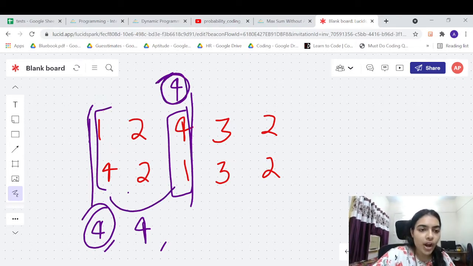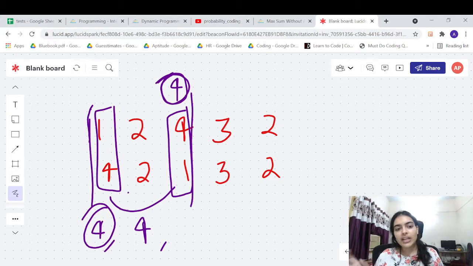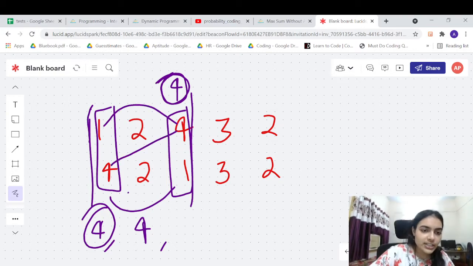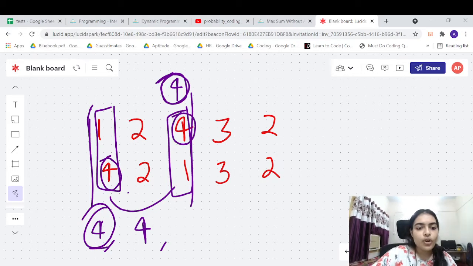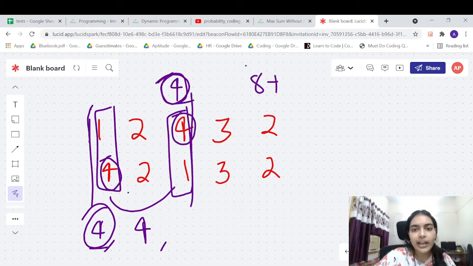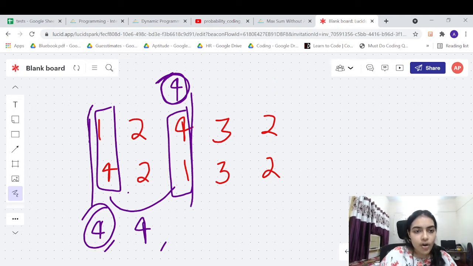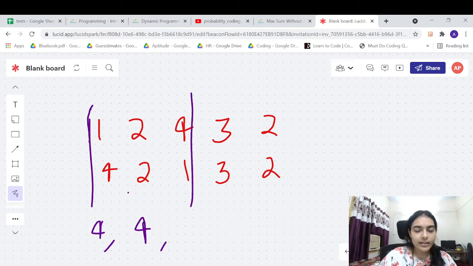I can take these two columns together, there's no problem. Nothing is adjacent. This is not adjacent, this is not adjacent. So I can take the maximum from this column, which is 4, and the maximum from this column, which is 4. 4 plus 4, 8. So my one option is 8.